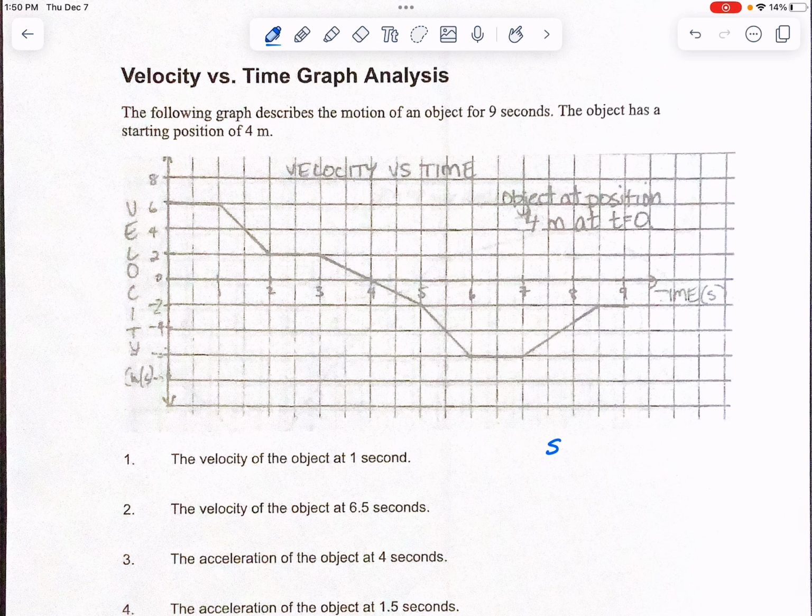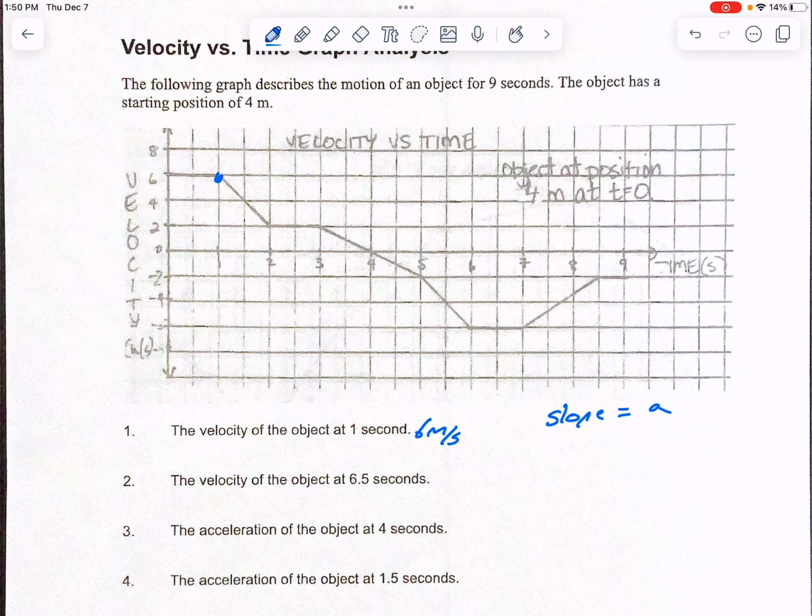Velocity versus time graph, slope equals acceleration now. Okay, so you're still going to do y2 minus y1 over x2 minus x1, but now your y-axis is your change in velocity, and x-axis is still time. So what is the velocity at 1 second? If I'm asking for velocity, you're not looking for slope now. You just want to know where you are on the y-axis. So at 1 second, I'm right here. So that would be at 6 meters per second.